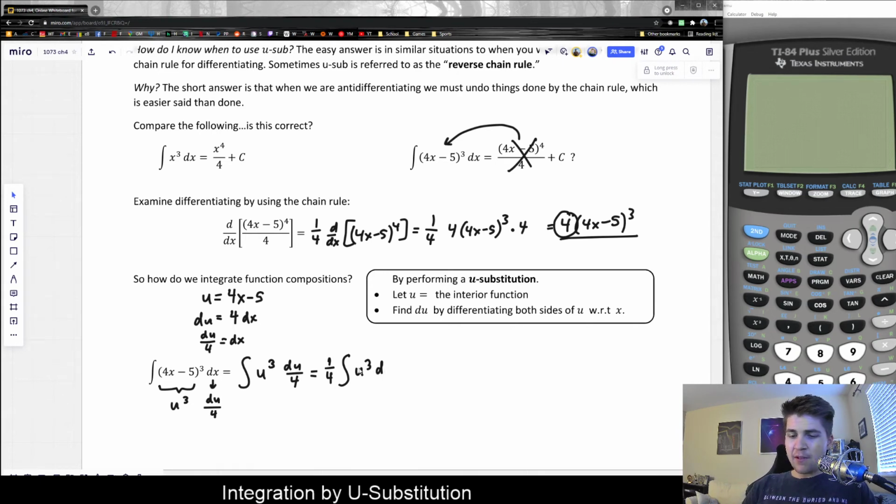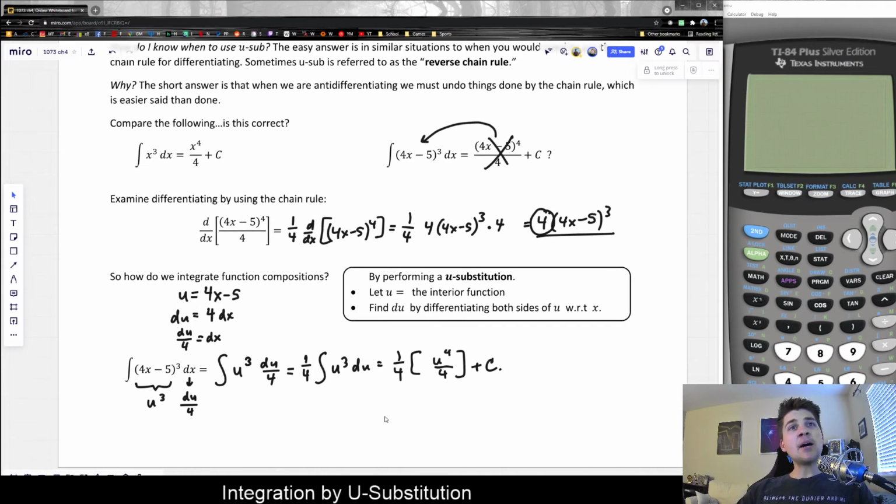And the antiderivative of u cubed with respect to u is u to the 4th over 4. And of course, I would need plus c because I'm taking an indefinite integral. And in a couple videos, I'll show you how you can solve definite integrals via U-substitution as well.